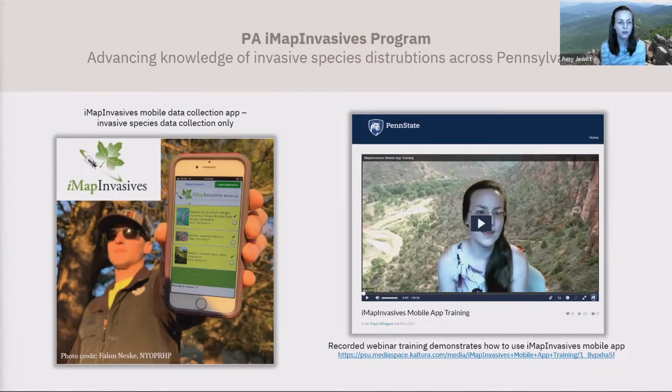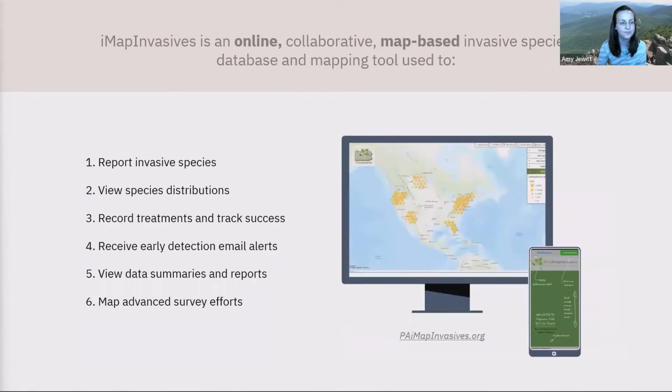And so if you'd like to learn more about how to use the iMap mobile app, there was a training that I did last year for Penn State, and that was recorded, and you can go and look at that. It's about an hour long, and it actually talks about both of our mobile apps. We have two of them, but the first part of the recording does talk about this mobile app that we use primarily for our community scientists. So if you're interested in checking that out, I would encourage you to watch that recording.